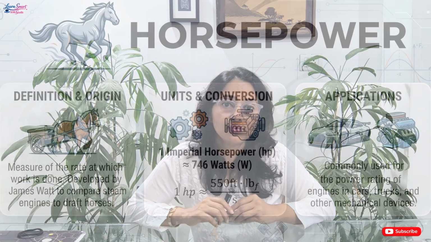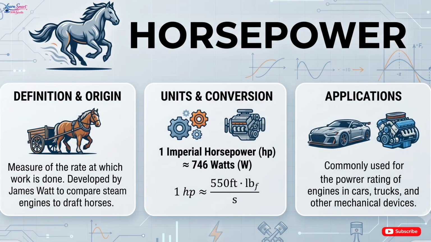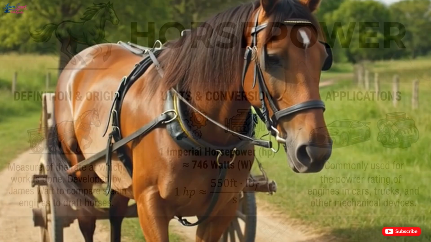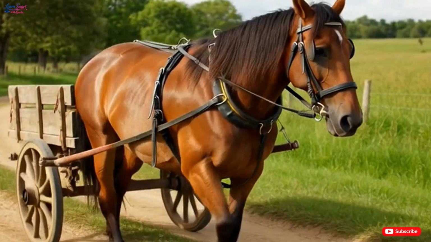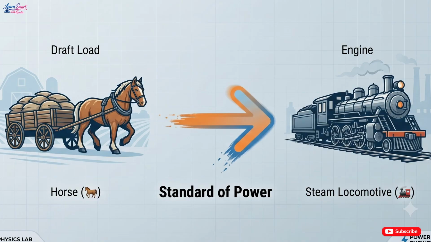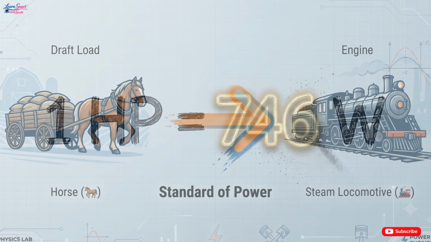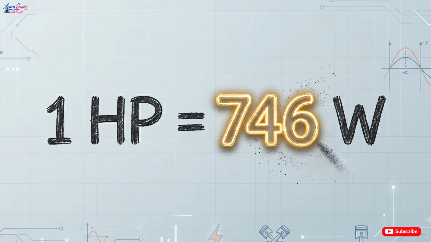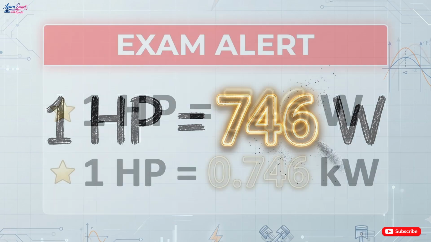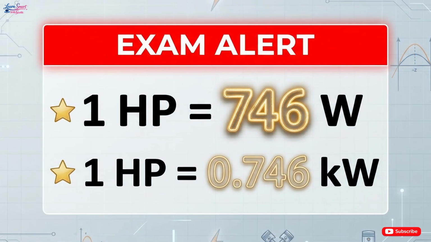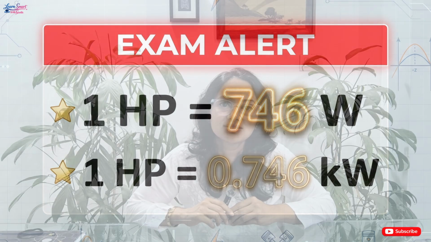Another important unit of power is horsepower. Before engines were invented, horses were used to perform mechanical work. The power developed by a horse was used as a reference standard. 1 horsepower is equal to 746 watts or 0.746 kilowatt. Remember this value carefully because it is frequently asked in examinations.